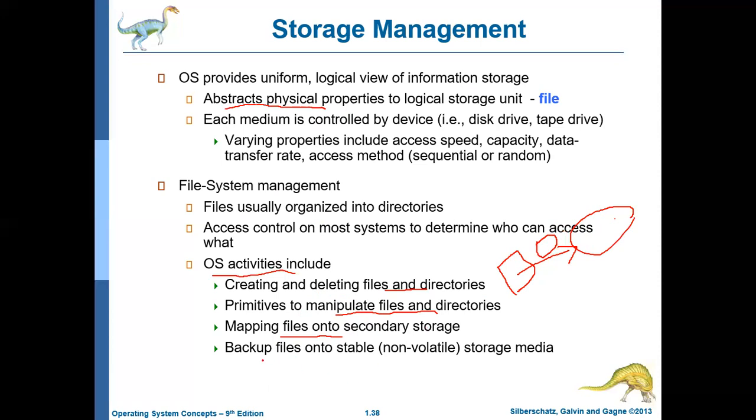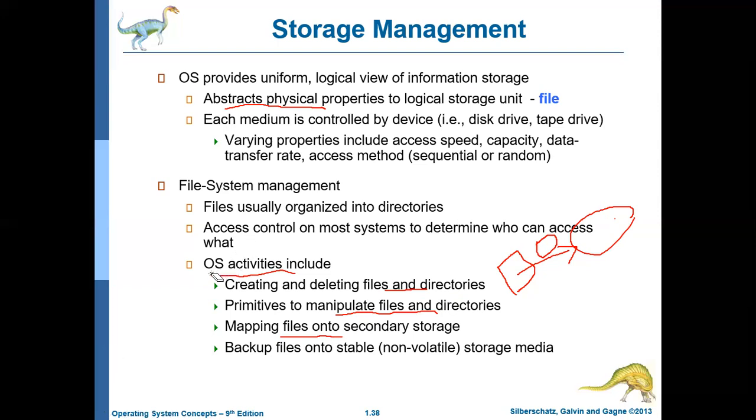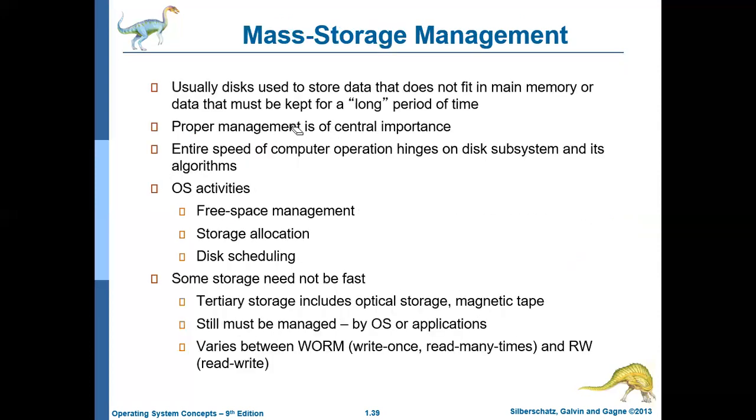Also, the operating system backs up files on non-volatile storage media. Some important files need to be backed up. In that case, the operating system will back them up on the hard disk itself, which is non-volatile, maybe in some part of the hard disk. So this is about file system management. Storage management will be discussed under four headings: file system management, mass storage management, caching, and the IO system.